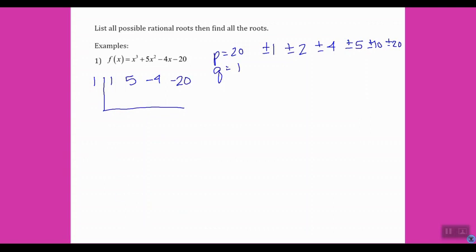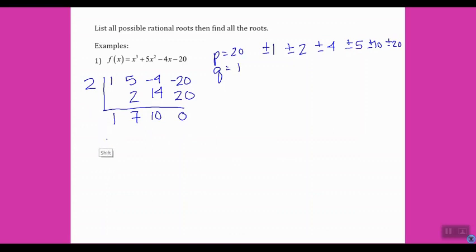Okay, let's try 2. Bring down the 1, that's 1. 1 times 2 is 2. 5 and 2 is 7. 7 times 2 is 14. Negative 4 and 14 is 10. 10 times 2 is 20. And we get 0. Excellent.